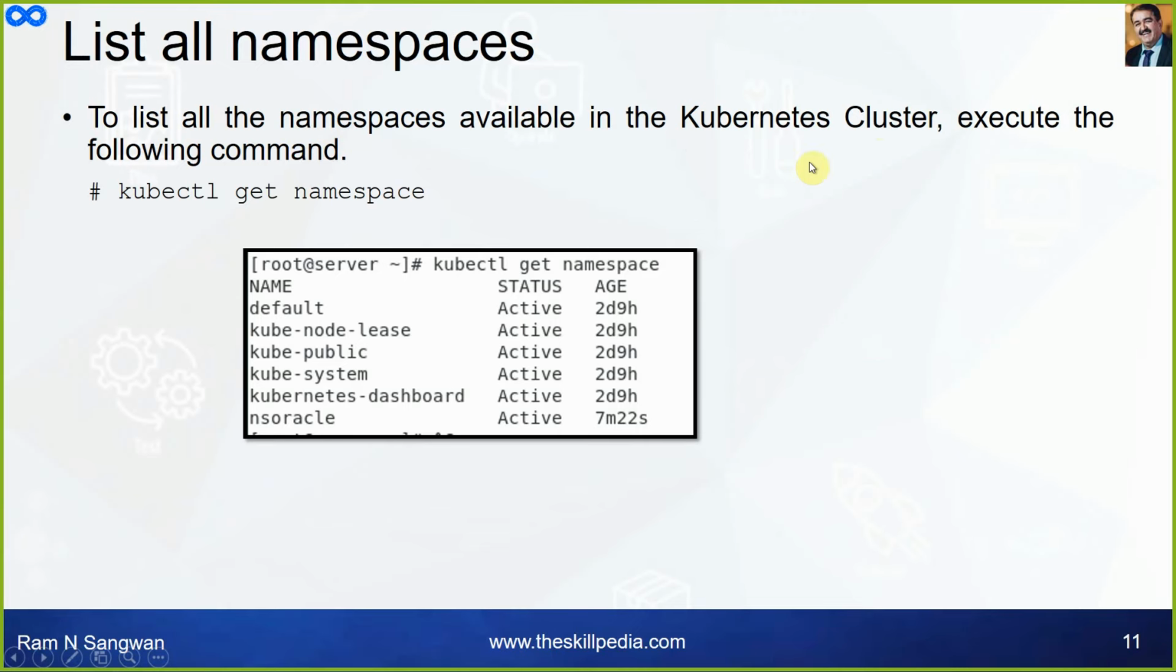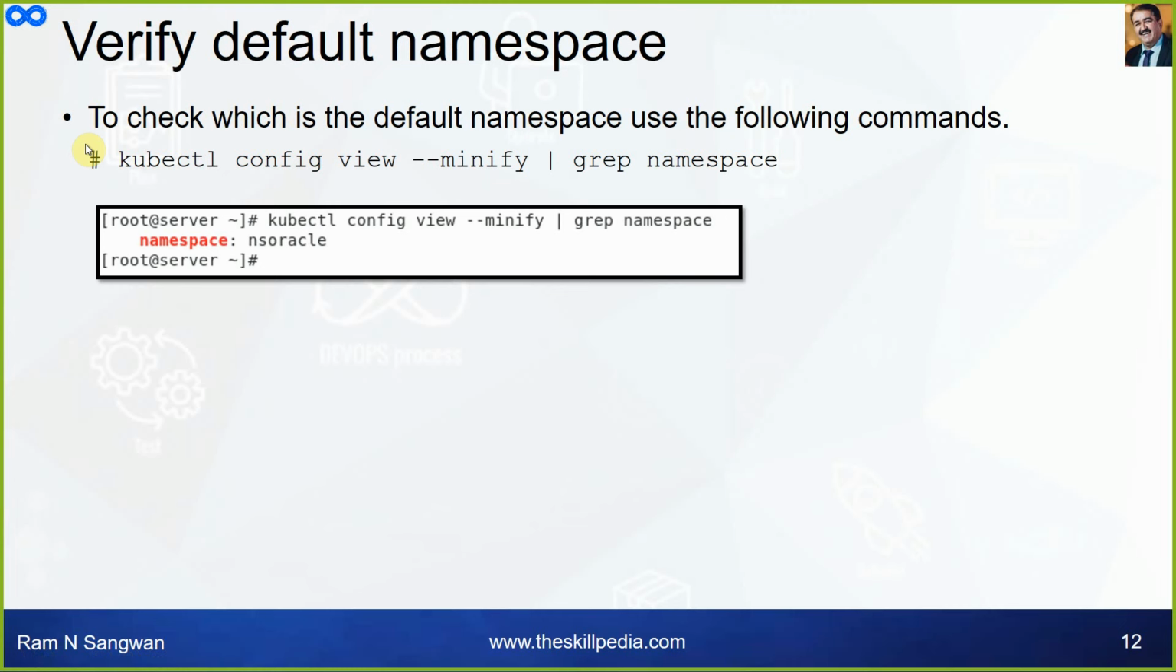To list all the namespaces available, you can execute the command get namespaces. I demonstrated this command, I'm sure you know. To check which is the default namespace, you can use the command kubectl config view --minify and grep namespace. That will show you the current namespace.